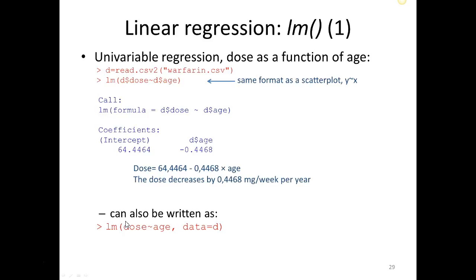We could also have written like this, lm, and then just dose for the dose column over tilde age. And then we could add data equals D. And this is useful if you are doing multivariable regression.